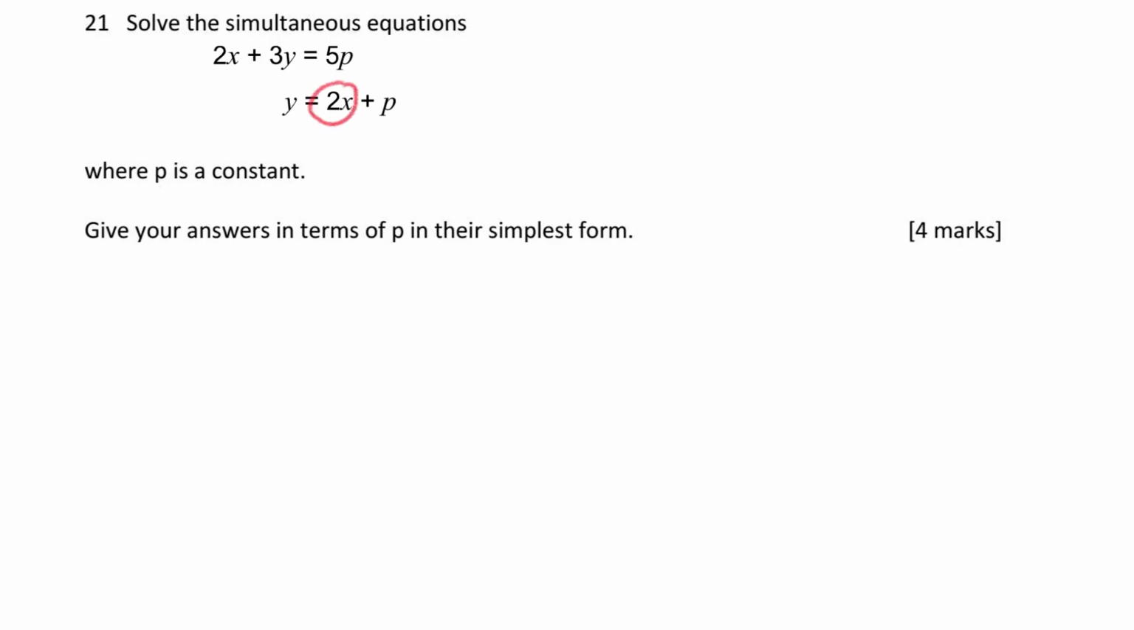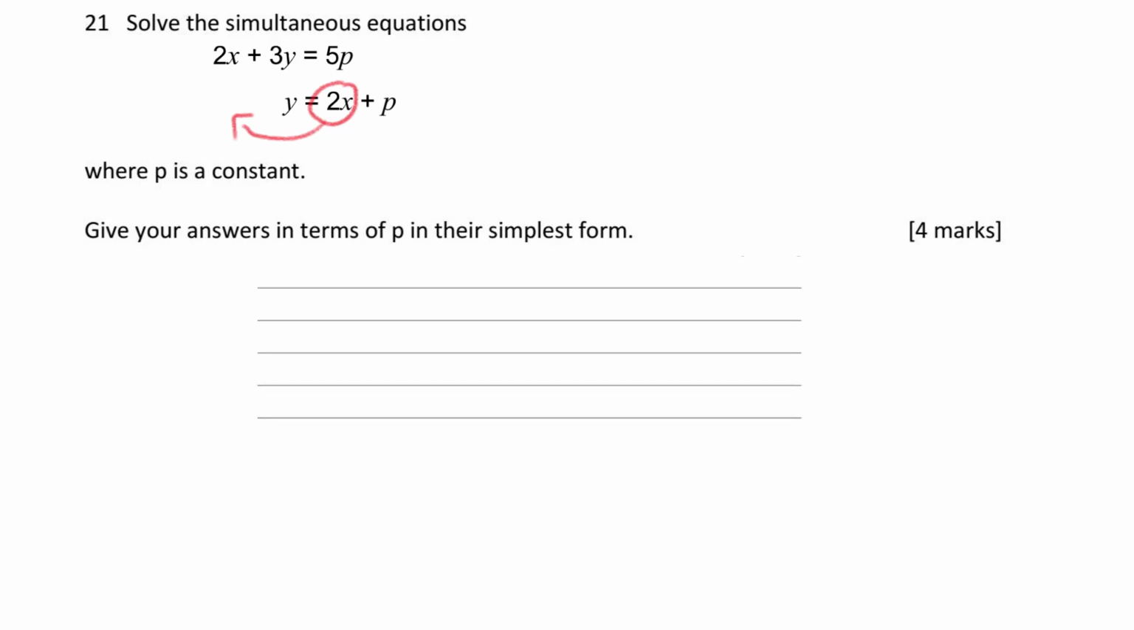To do that, I'm just going to take this 2x in the second equation and move it over to the other side of the equation. So my first equation, 2x plus 3y is equal to 5p, can stay as it is. And the second one I'm going to rewrite by moving that 2x to the other side. If I change sides, I'm going to change its sign. It's going to be minus 2x plus y is equal to p.